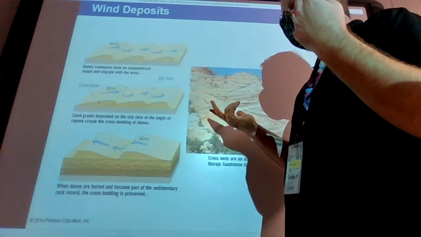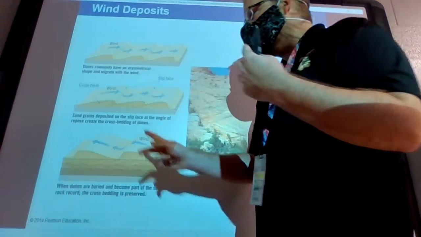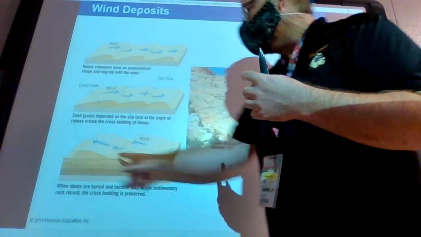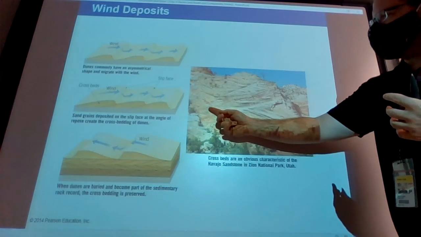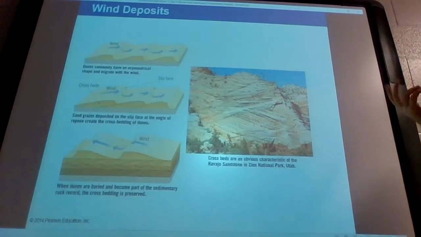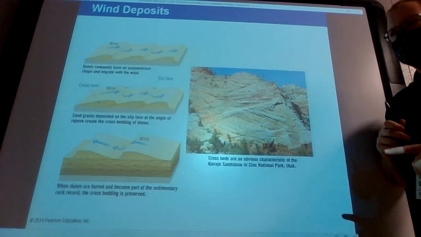Depending on the time of the year or the weather patterns, your wind's going to blow in different directions, and you get all these buildups of these different cross beds, which you can kind of see here. You see them go in one direction, then come back another direction, go back in one direction, and it just happens over and over and over again. So this is the last slide for the sand dunes.